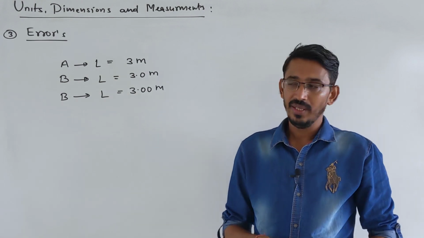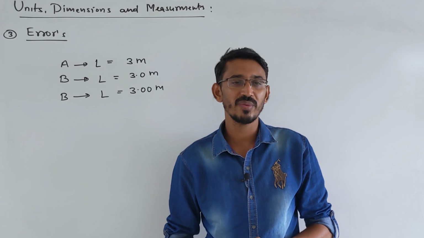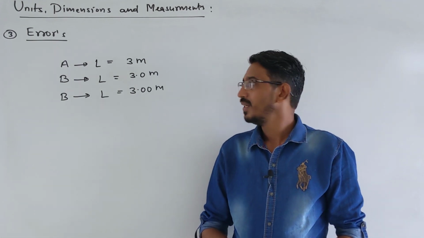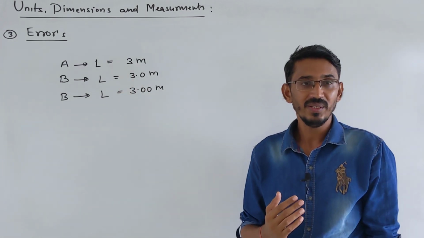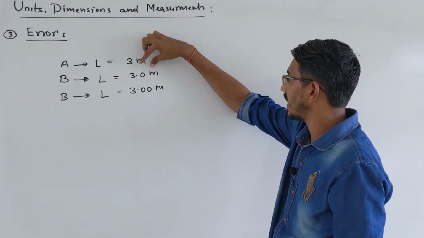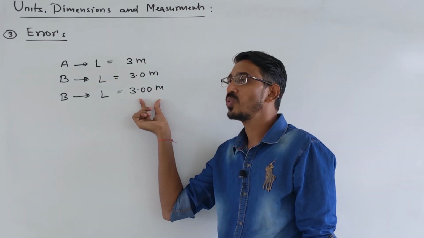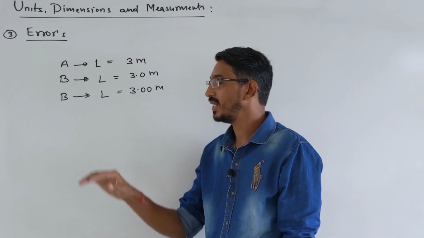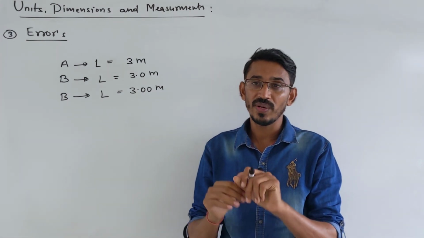Now, can you tell me what's the difference between these? Is there any difference, or is everybody measuring the same length with the same answer? Okay, the answer is exactly the same, everybody is getting 3 meter only, right? But why are they writing different things, this one writing just 3 meter, this one writing 3.0 meter, that one writing 3.00 meter? This is because they are measuring with the help of different instruments. They are getting this type of answer because they are measuring with different instruments.